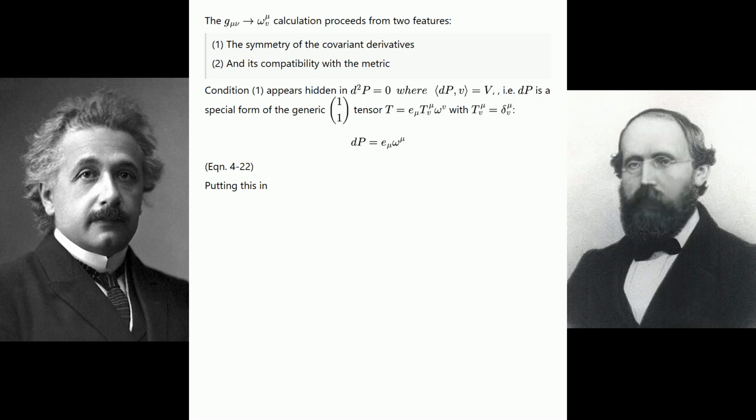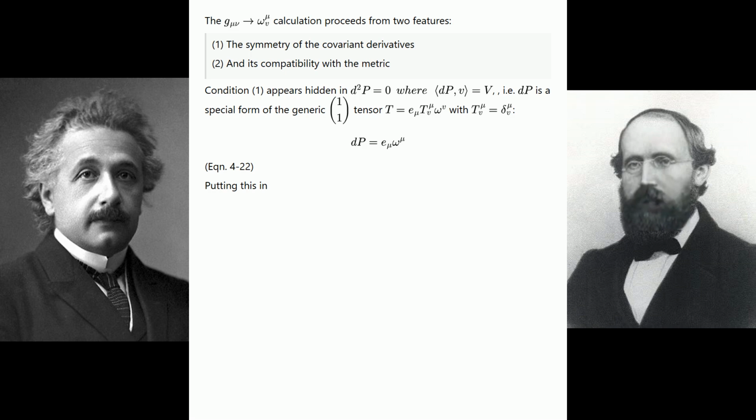Condition 1 appears hidden in d squared p equals 0, where the action of d on the bracket dp, v equals v, i.e. dp is a special form of the generic 1-1 tensor t equals e sub mu t sub v to the mu omega to the v, with t sub v to the mu equals delta sub v to the mu.